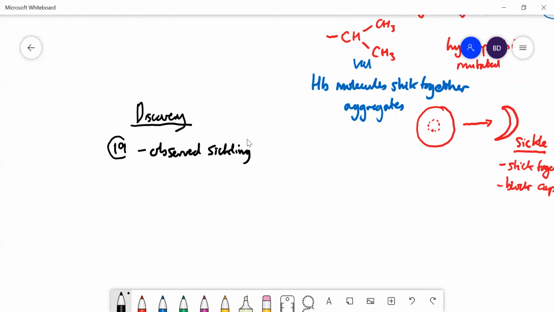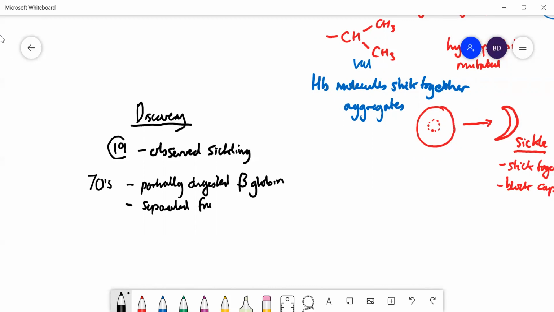Right. Then in, I think, it's quite late on, I think it's in the 70s, someone realized the problem was with the hemoglobin, and they narrowed it down to the beta globin gene, and so they partially digested the beta globin with protease enzymes, and then they separated the fragments by electrophoresis.